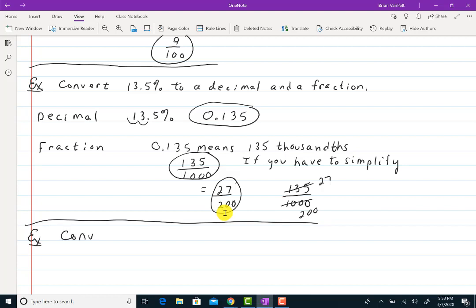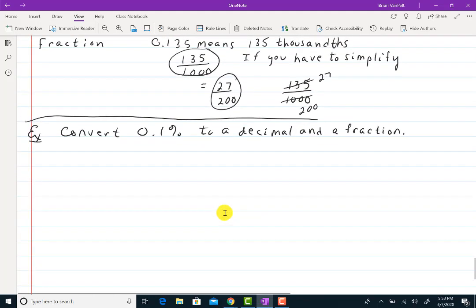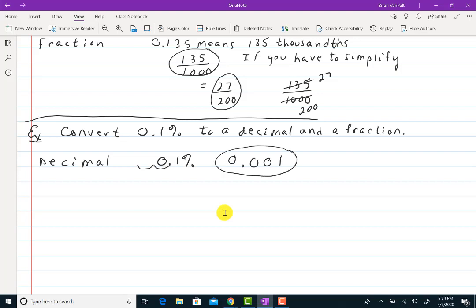Let's convert 0.1% to a decimal and a fraction. Start with the decimal. So I'm going to take my 0.1% and I'm going to move to the left 2 places. Notice that's going to pick up an extra 0 after that. I'm going to get 0.001, and I always put a 0 in front for myself. And so that would be the decimal version of it.